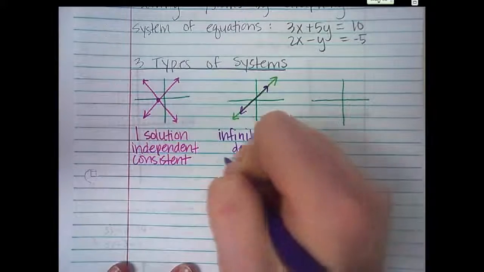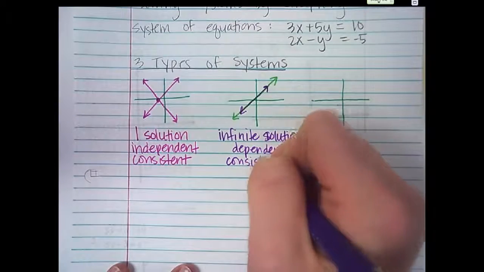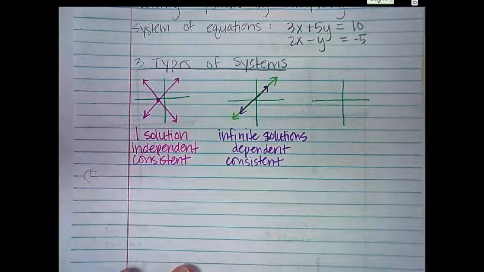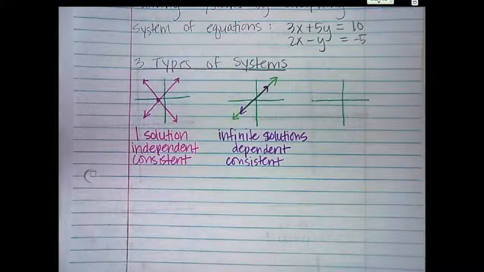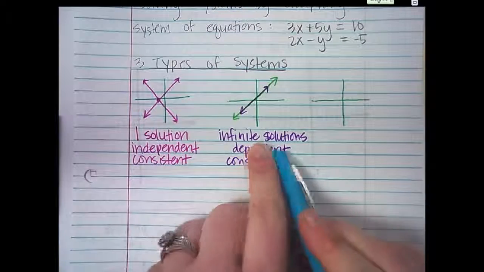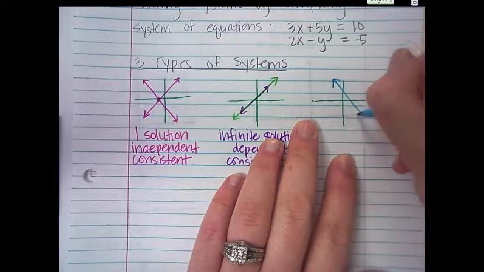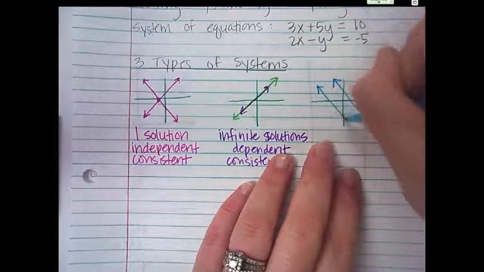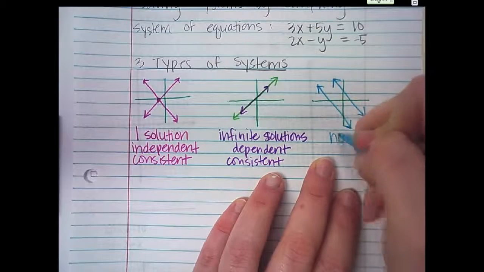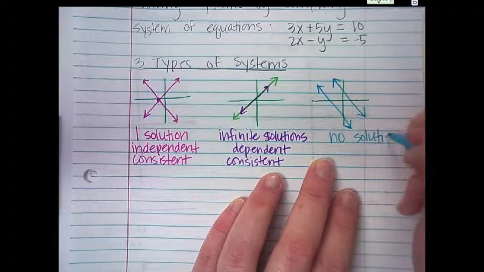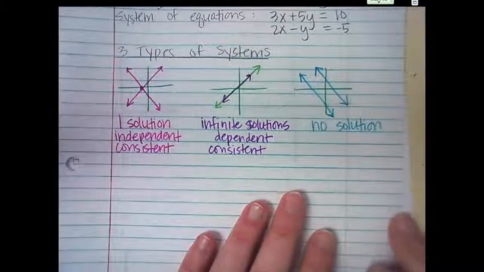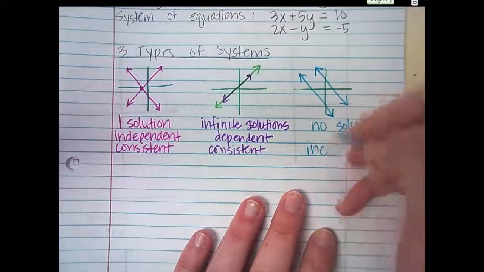We also call this consistent, because it does have solutions, and that's all consistent is saying, that there are solutions, whether it's one or infinite. Okay, so we have one solution, infinite solutions. What do you think this one's going to be? No solution. So what kind of lines do you think I'm going to have? Parallel. Perfect, parallel. So parallel is no solution, and the only word we use for that is inconsistent.